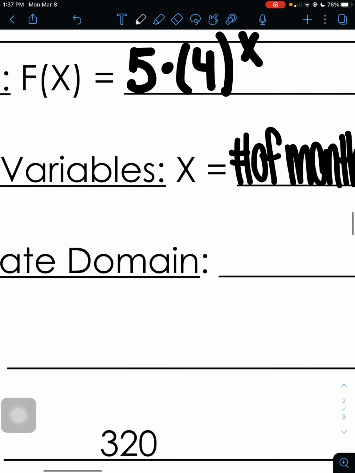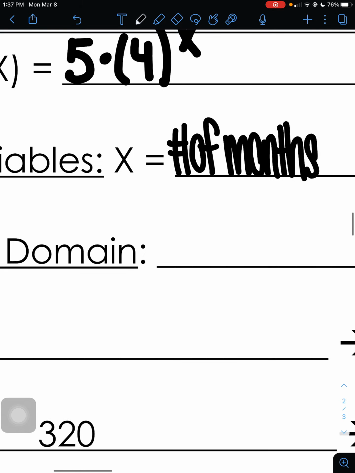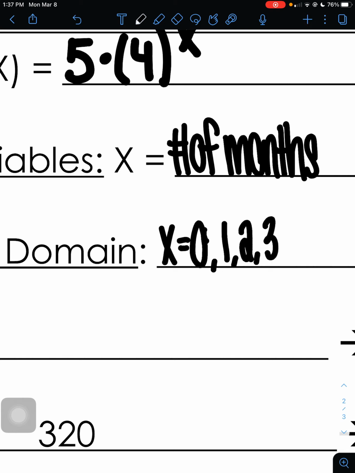Let's go down here and look at this domain and range. We said domain is appropriate or all the possible X values. So again, we're dealing with time because it says that X equals the number of months. So what is our domain when we're dealing with time? We'll take any of those non-negative integers. So non-negative means not negative. So 0 is not negative, 1 is not negative, 2 is not negative.